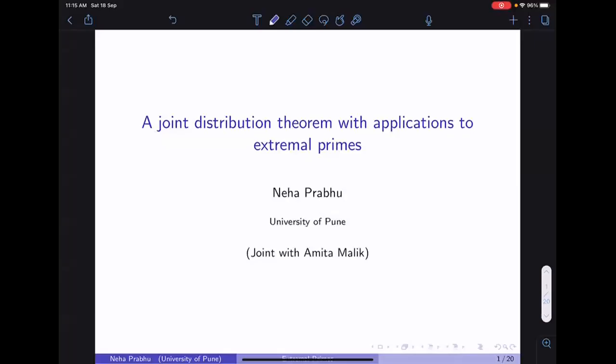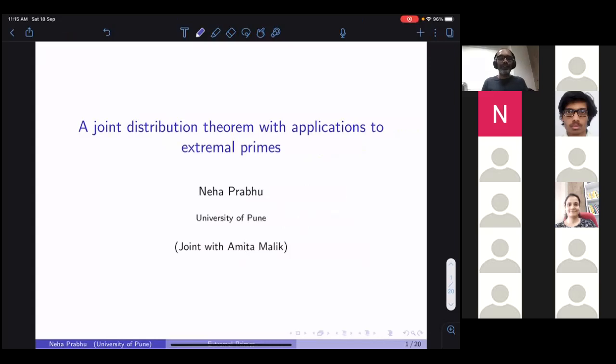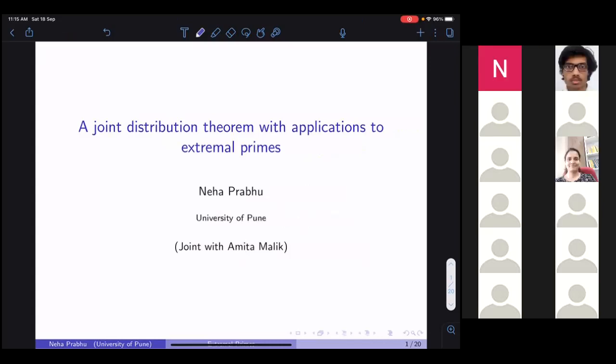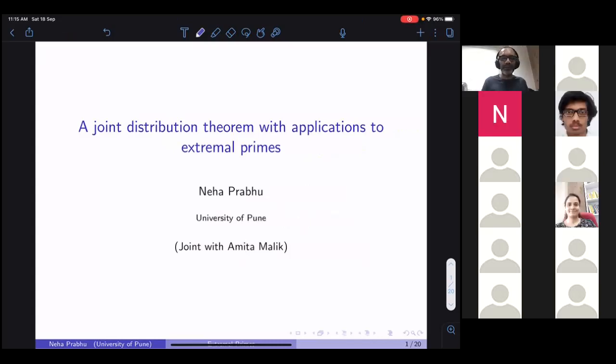All right. Okay. Hello and welcome everyone to the next talk of the morning. So the next talk would be by Neha Prabhu, who is now in University of Pune, but until a few days ago was in IISER Pune. And she will be talking about a joint equidistribution theorem with applications to extremal primes.